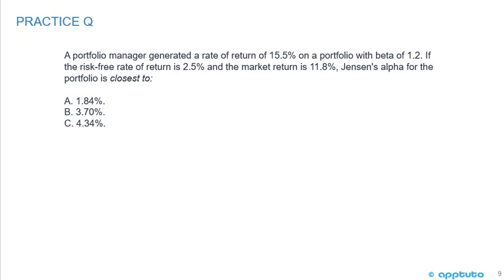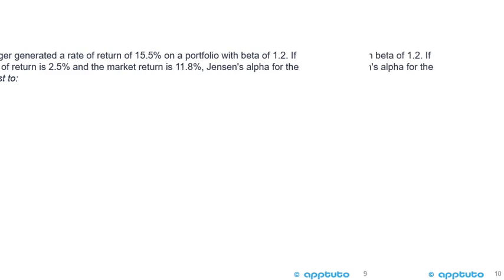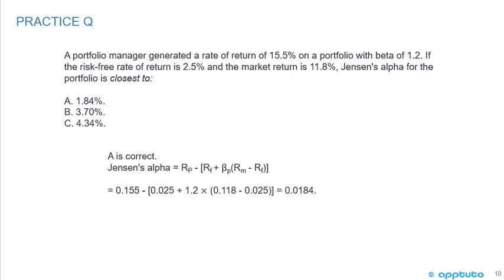A portfolio manager generated a return of 15.5% on a portfolio with a beta of 1.2. If the risk-free rate of return is 2.5% and the market return is 11.8%, Jensen's alpha for the portfolio is closest to A, 1.84%, B, 3.7%, or C, 4.34%. So the correct answer is A.